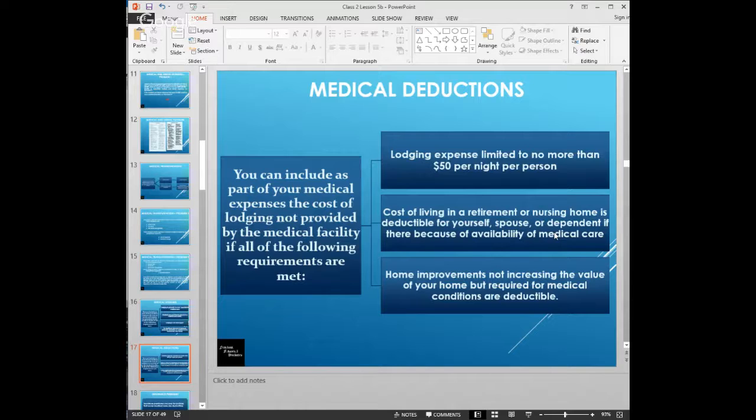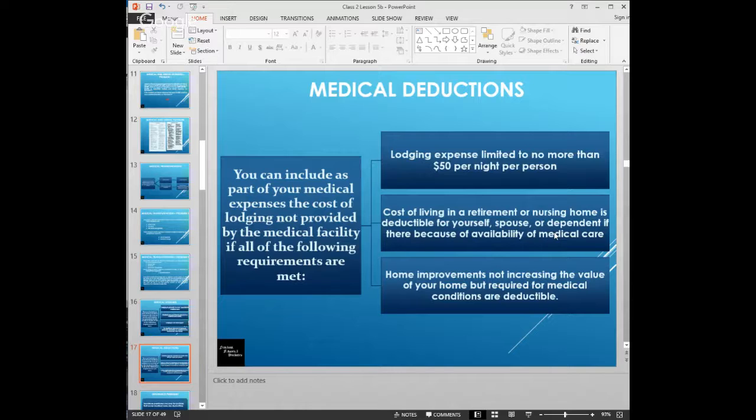So if you're staying at an inexpensive hotel near the hospital, and it's running you $120 a night, and it is for you and your significant other who is accompanying you, you would be able to claim $100 per night. Cost of living in a retirement or nursing home is deductible for yourself, spouse, or dependent if they are in the nursing home because of the availability of medical care.